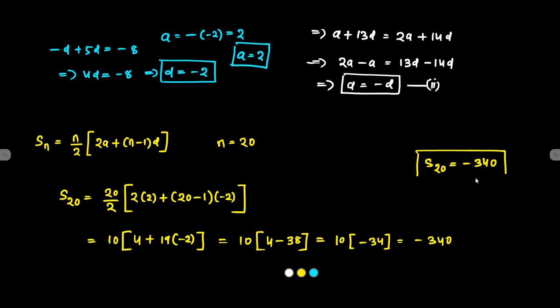Okay, so this is the solution. The sum of the first 20 terms in the arithmetic progression is equal to minus 340.